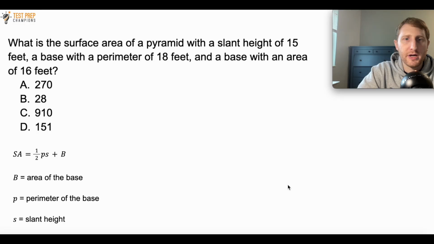What is the surface area of a pyramid with a slant height of 15 feet, a base with a perimeter of 18 feet, and a base with an area of 16 feet? Is the answer A, B, C, or D? And the formula is right here down below. On the real test, you'll want to find this formula on the formula sheet if you get a question like this.